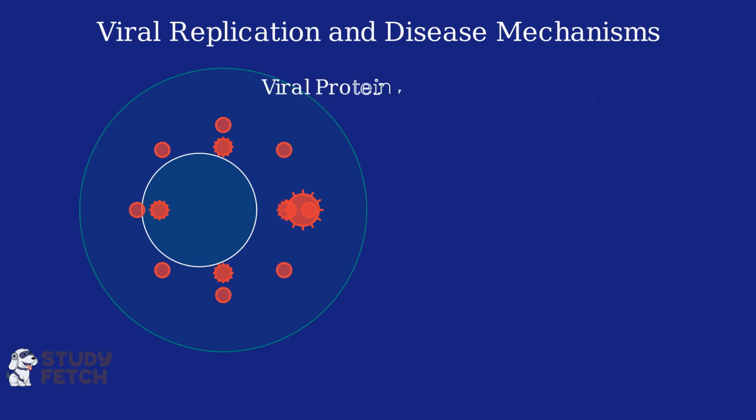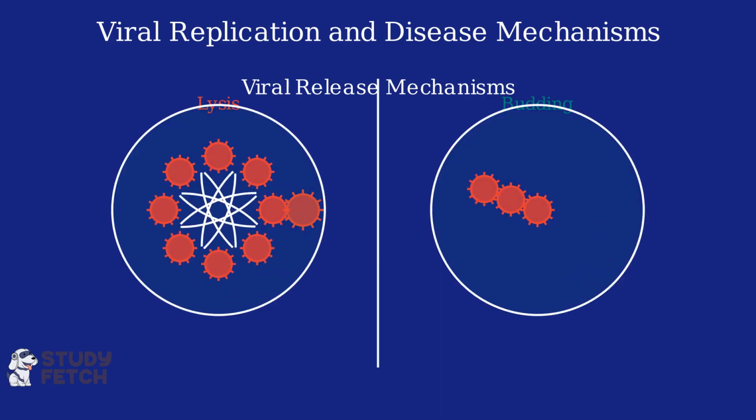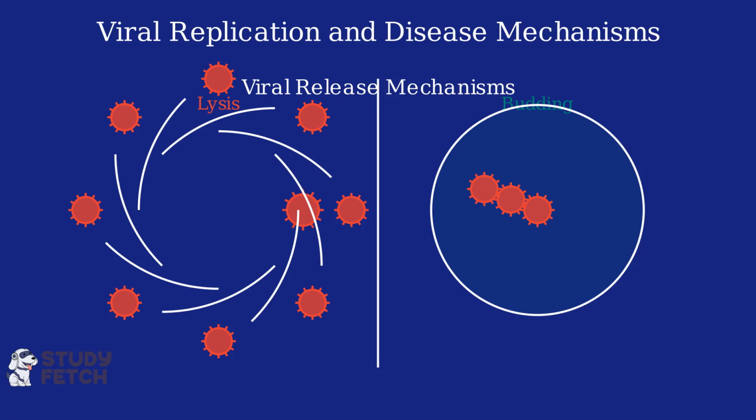The cell's ribosomes are commandeered to produce viral proteins. These viral proteins assemble with the replicated genetic material to form new virus particles. New virus particles are released from the cell through two main mechanisms. In lysis, the cell bursts open, releasing all viruses at once and killing the cell. In budding, viruses exit gradually by pushing through the cell membrane, which may not immediately kill the cell.